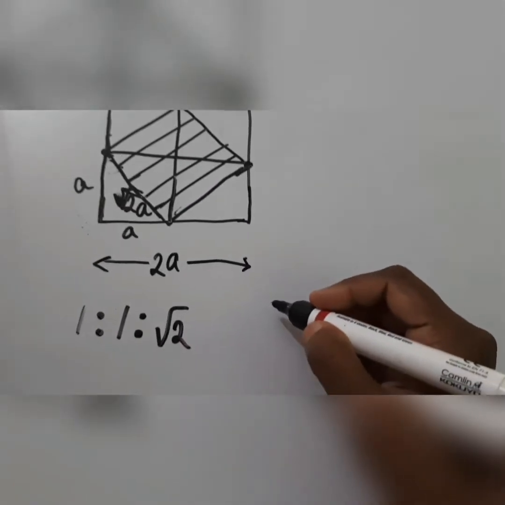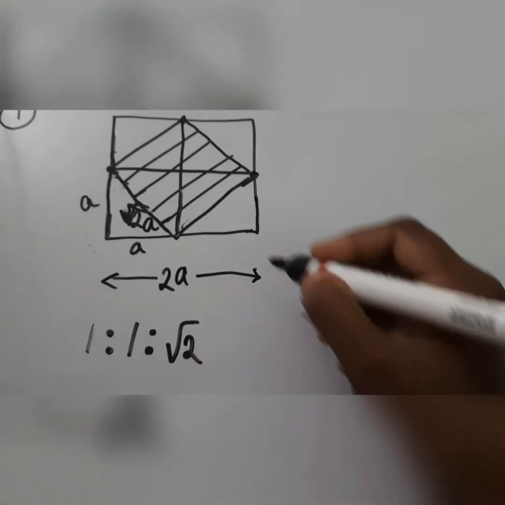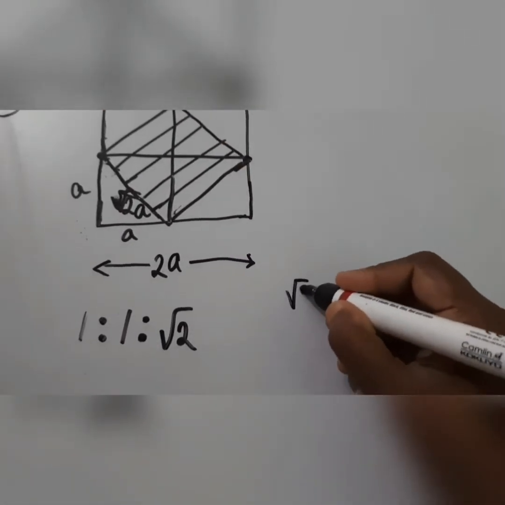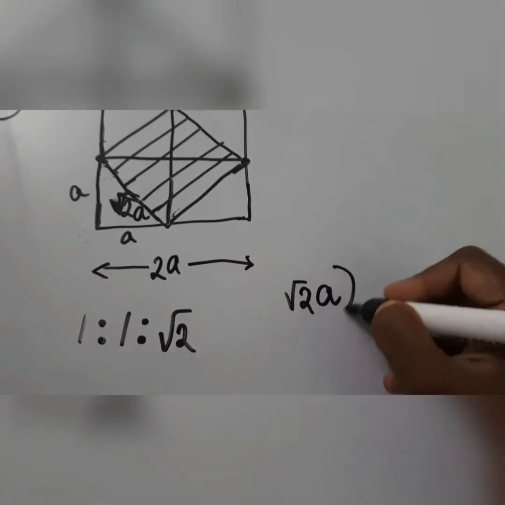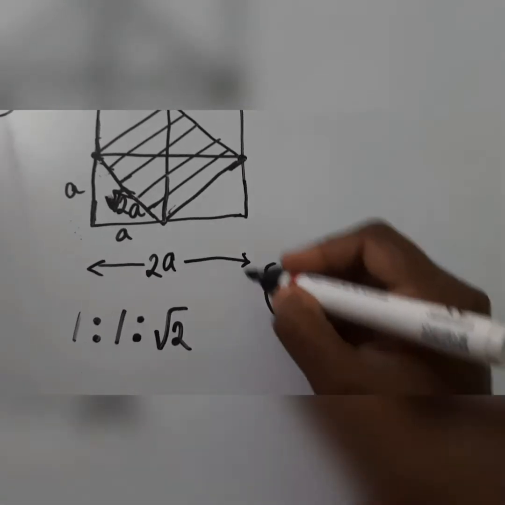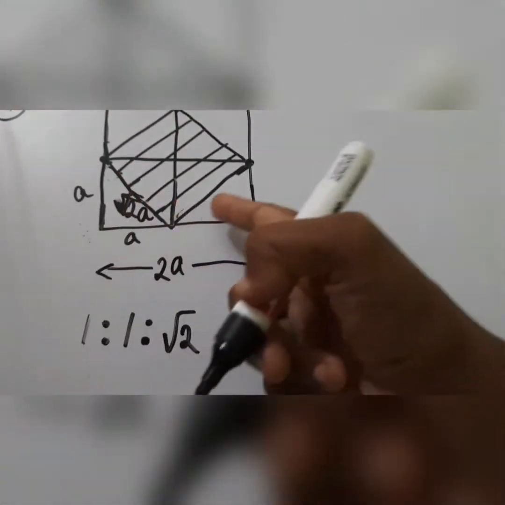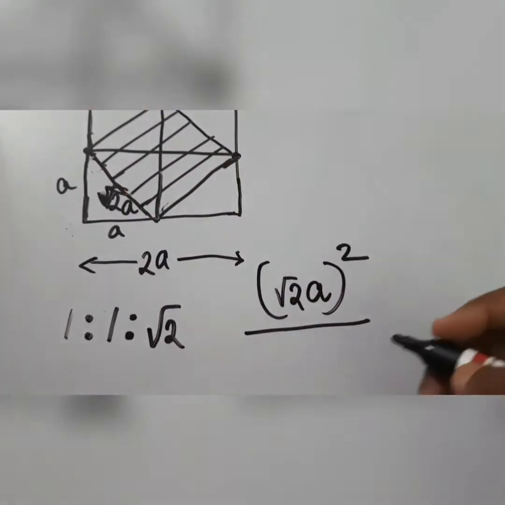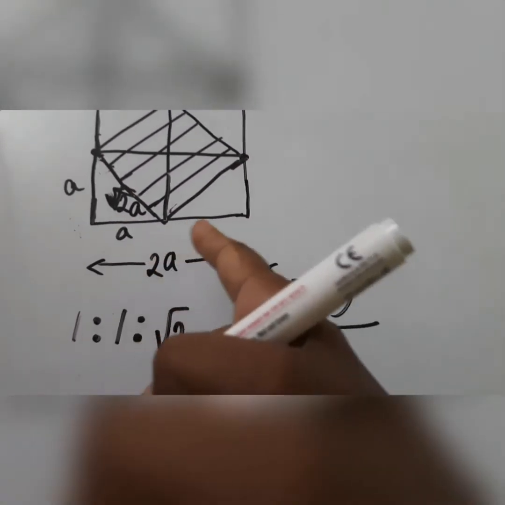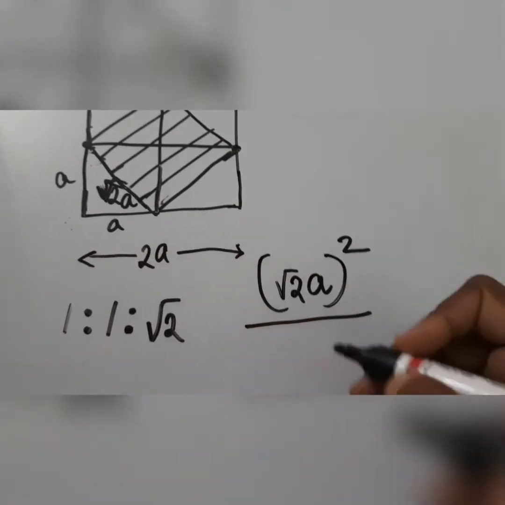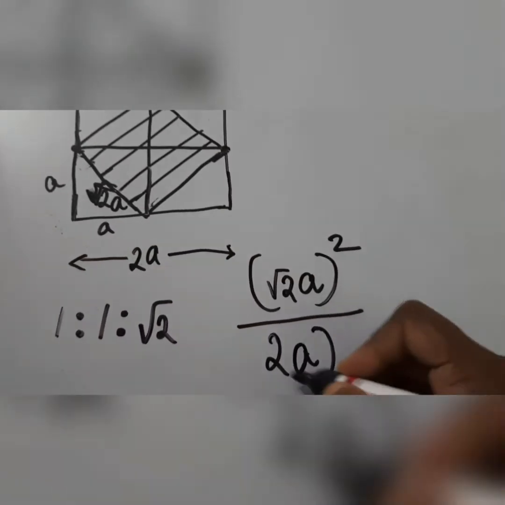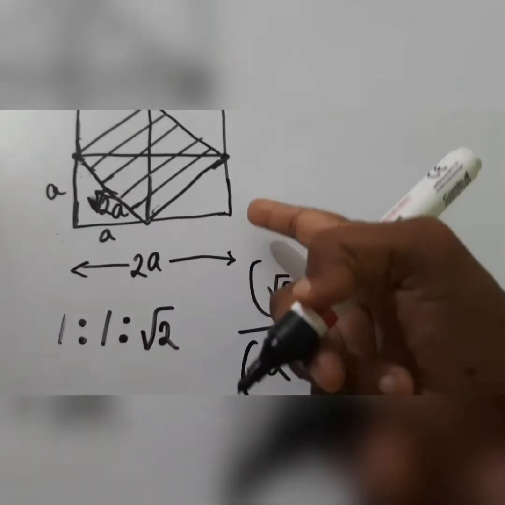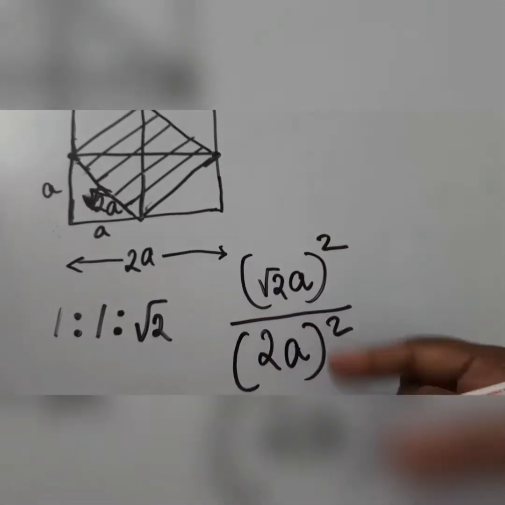Now the area of the shaded part will be √2a whole square, because it is side into side. We get the area of this square. Then upon the total area of this square: the side is 2a, so it is 2a whole square. Why whole square? Side into side, 2a into 2a, so 2a whole square.